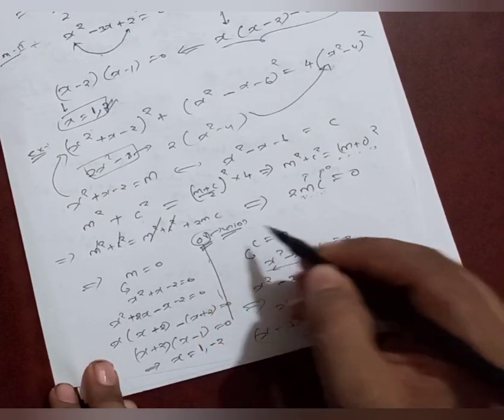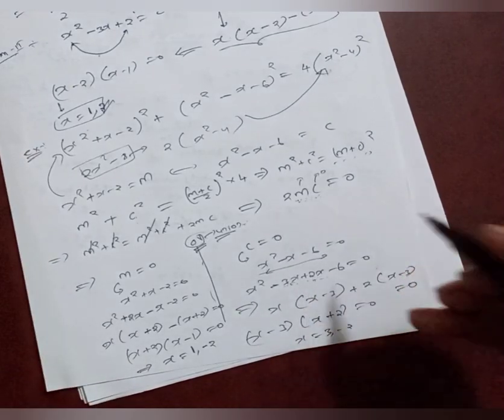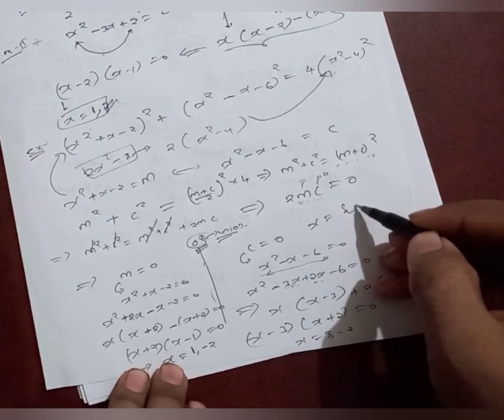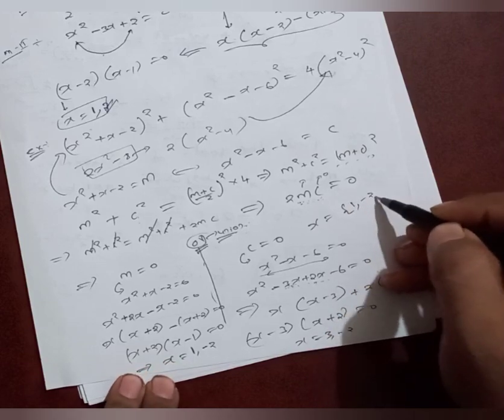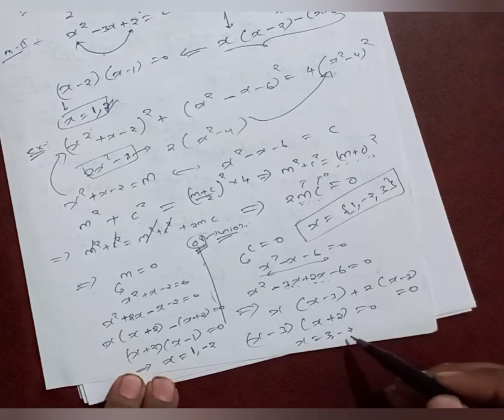Friends, when we have 'or', I said that we should take the union of the answers. Union is nothing but we should mix them. So the solution set will be 1, −2 and 3, because when we do a union we will not write the same number two times.